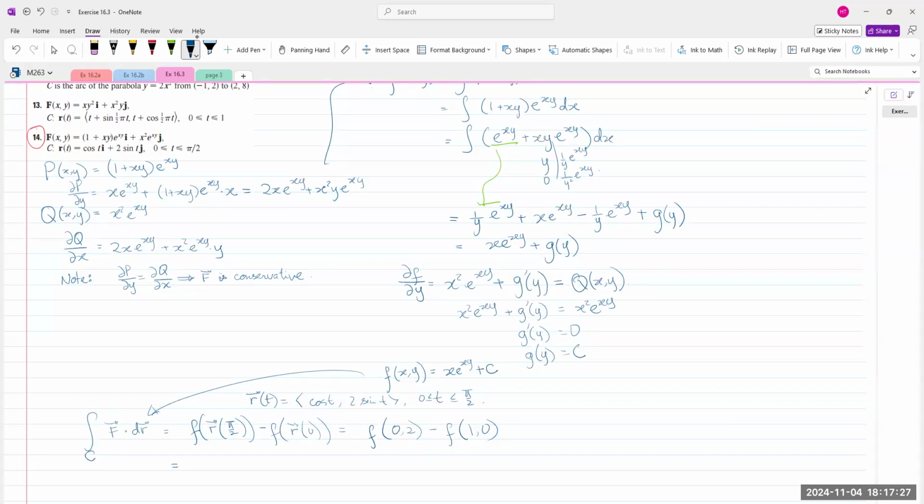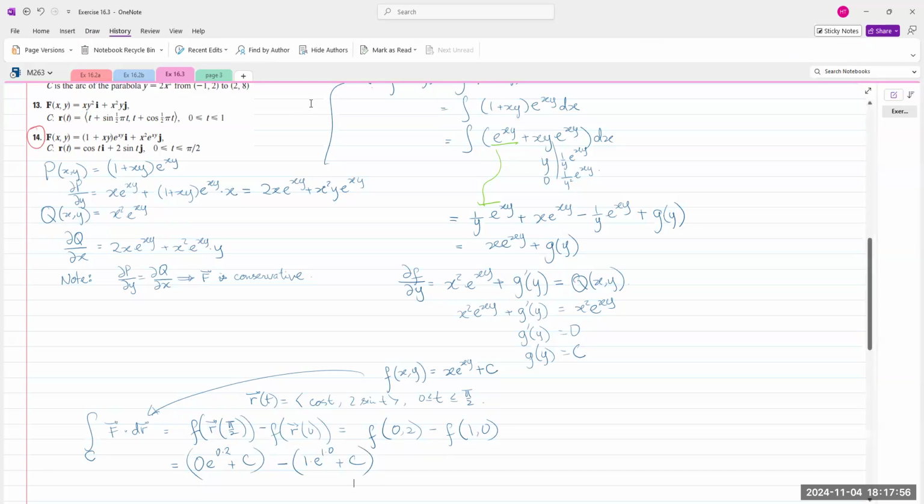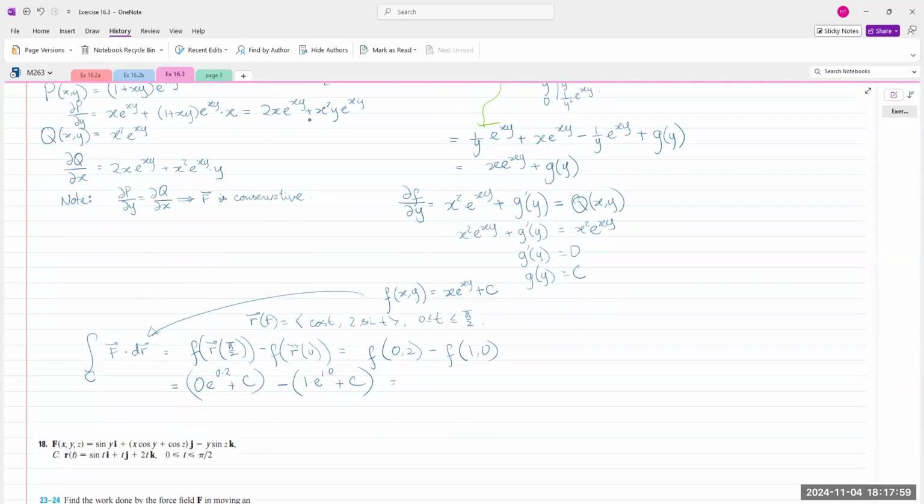So that will be C plus, I'm sorry, C minus, I plug that in so that you see what I meant. f(0,2) will be 0 times e to the 0 times 2 plus C, minus, at (1, 0), there will be 1 times e to the 1 times 0 plus C. Of course, because it's a definite integral, the C will cancel. So we will get 0 minus 1, which is negative 1.